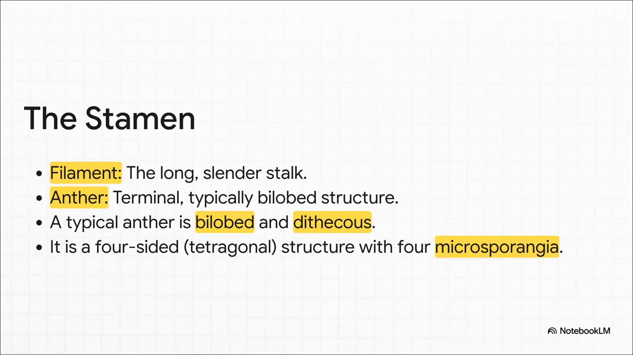Okay, let's zoom in even closer on the stamen. This is the individual male unit. You can see it's made of two main parts. There's this long, slender stalk called the filament, and its job is to hold up the anther. Now, the anther, that's the business end. It's usually bilobed, which just means it has two lobes. And each of those lobes is dithecous, another term that simply means it has two chambers. So if you do the math, that gives the anther a four-sided or tetragonal structure. And inside that structure, you'll find four very important pockets called microsporangia. And this is exactly where all the pollen gets made.